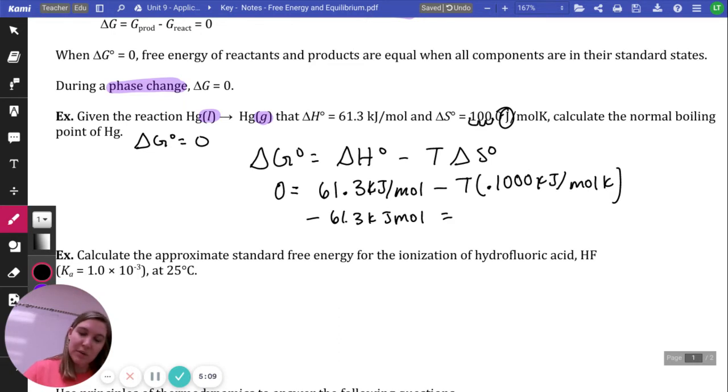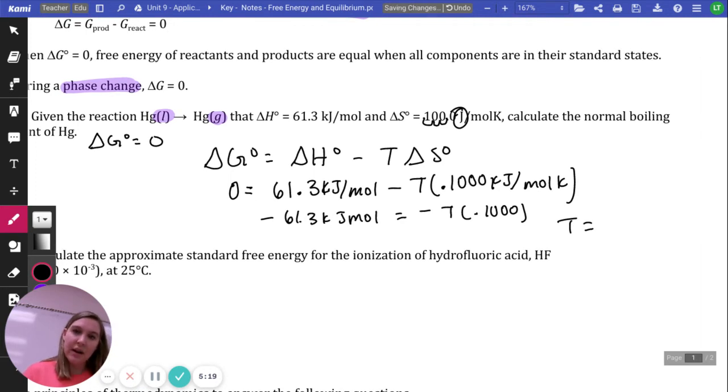Negative 61.3 kilojoules per mole is equal to negative T times 0.1. And so then solve for T. And I got that T would be 613 Kelvin, because we are in Kelvin there. But we don't want Kelvin, or it doesn't necessarily say, but if we wanted it in Celsius, we would just subtract 273. So 613 minus 273 gives us 340 degrees Celsius.